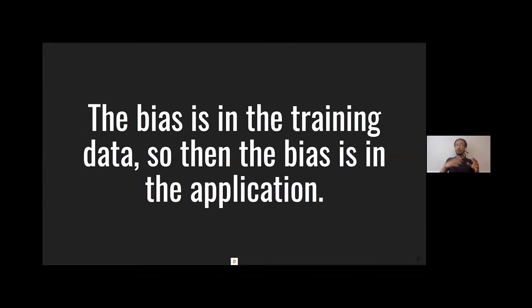So, the bias appears on multiple levels, right? The bias is, as I've said like 30 times by now, in that training data. And thus, it is in the application. Thus, it is in the real world result of something in the real world being decided on purely by a robot without any human intervention.